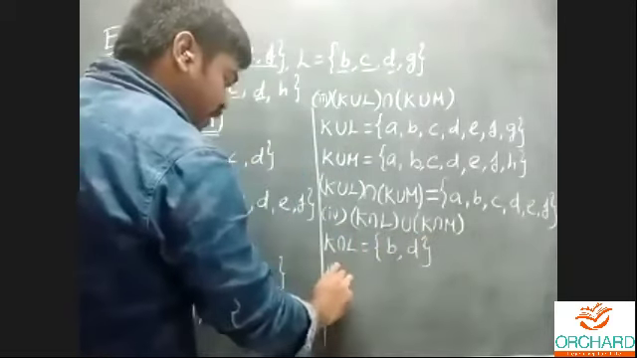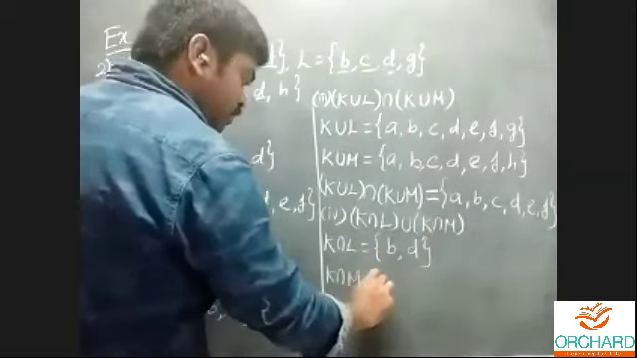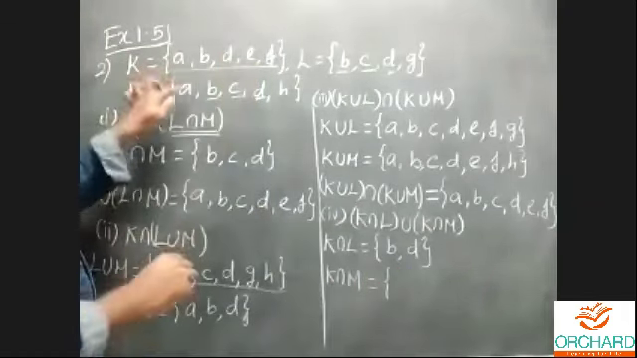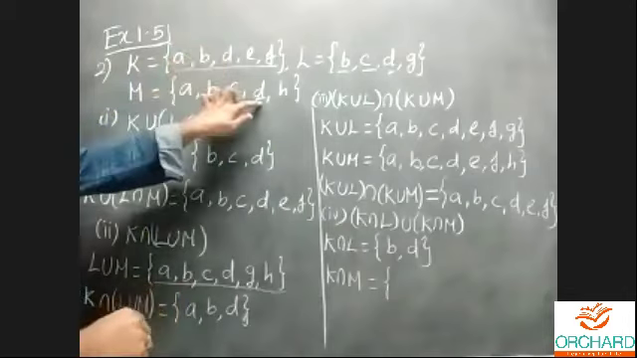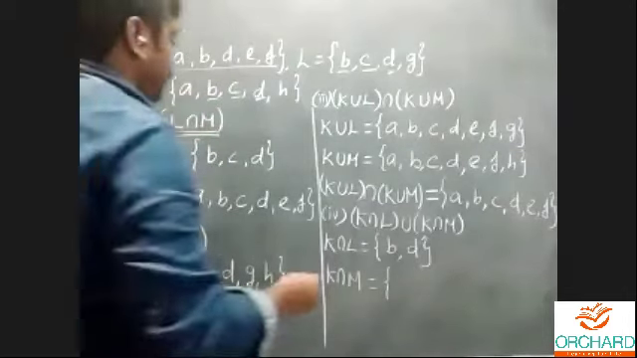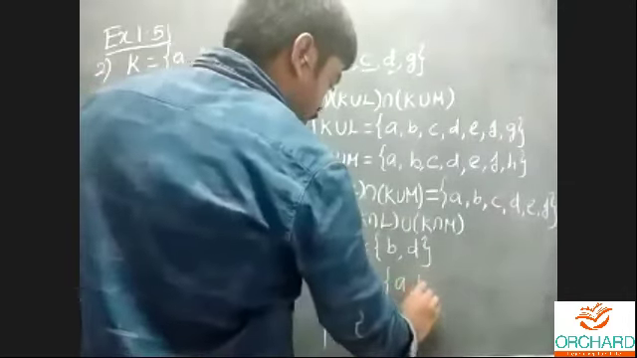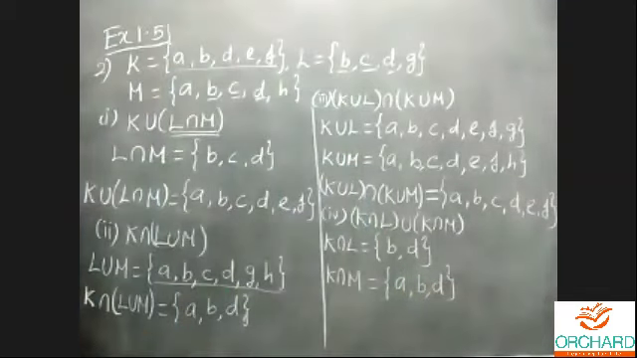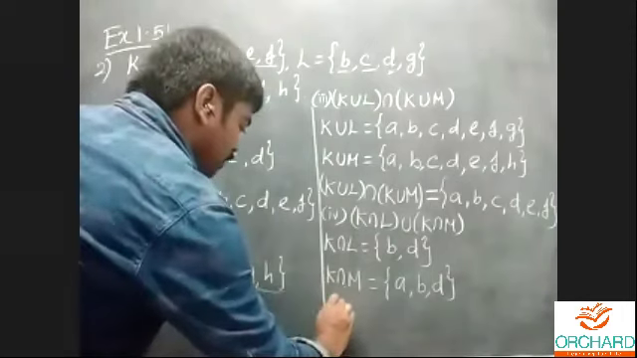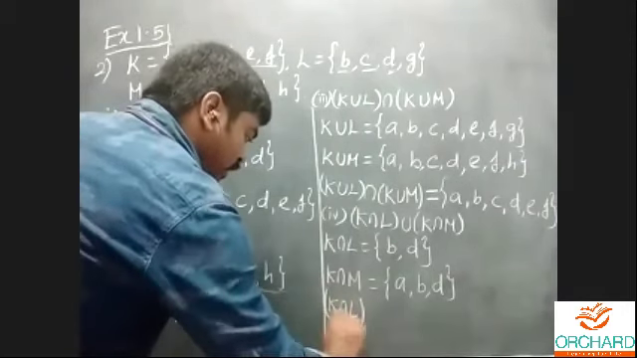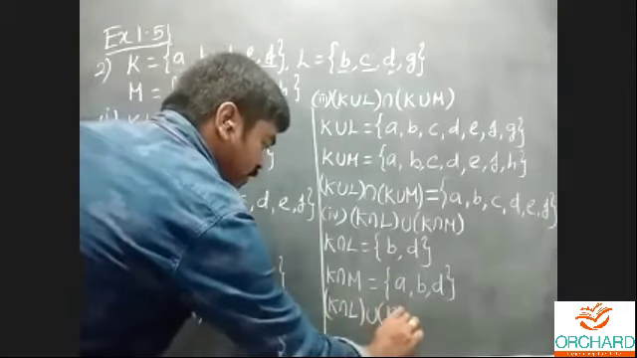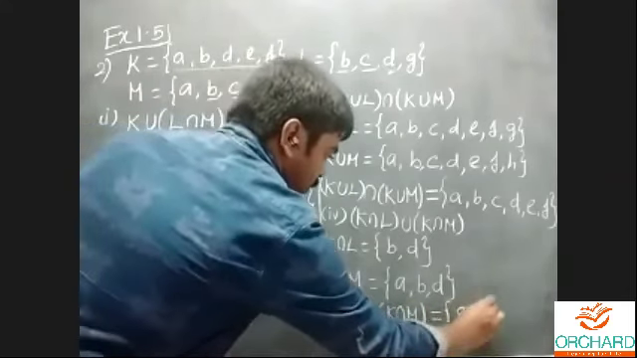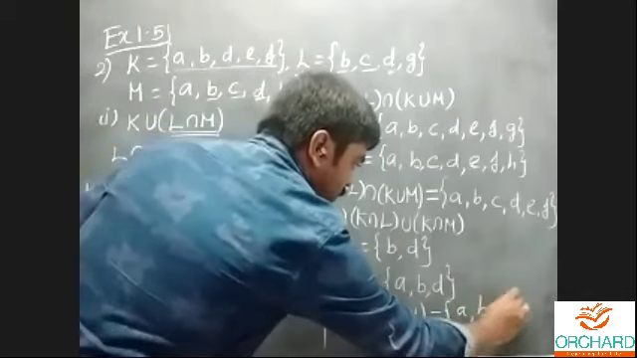Next, K intersection M. This is K and this is M. A, B, and D are common. That's all. A, B, D is the common element. Next is the union: K intersection L union K intersection M. Union and join: A, B, D.